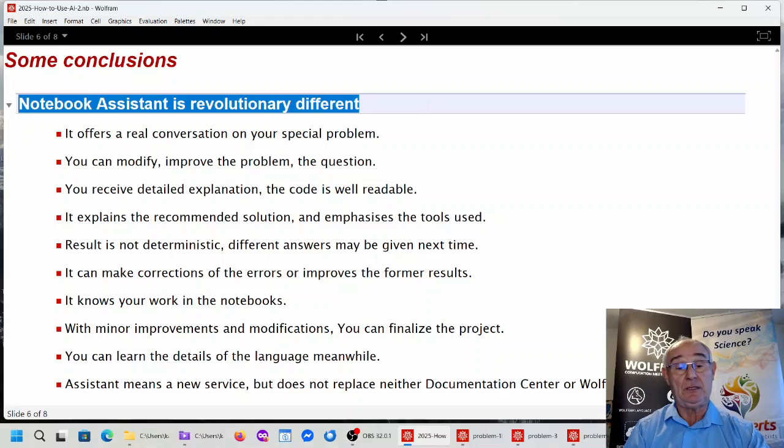The result is not deterministic. Different answers may be given next time. It can correct errors or improve the formal results. It knows your work in the notebook. With minor improvements and modifications, you can finalize the project. You can learn the details of the language meanwhile. And what is also important, the Assistant means a new service, but it doesn't replace either the Documentation Center or Wolfram Alpha.